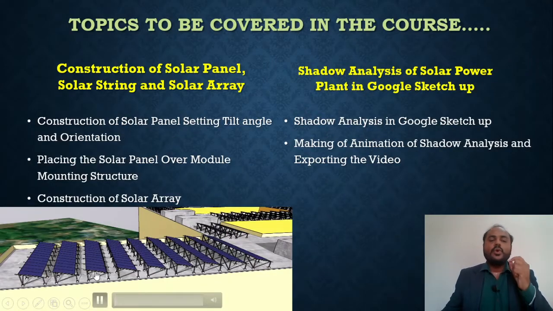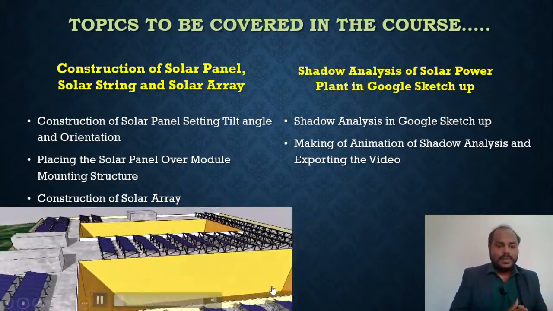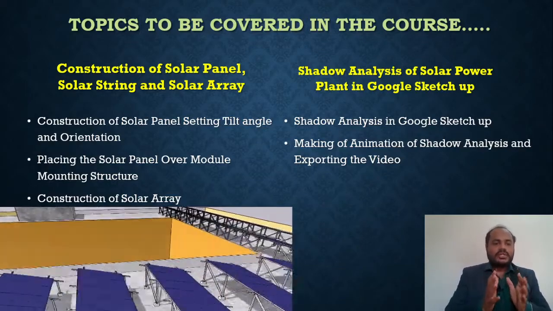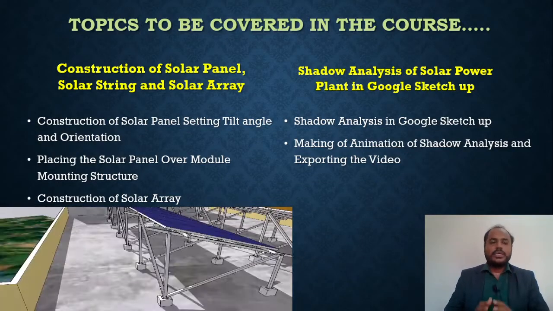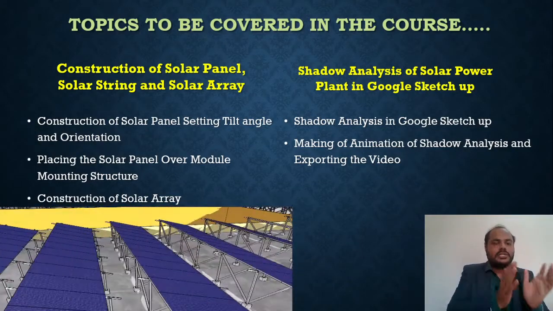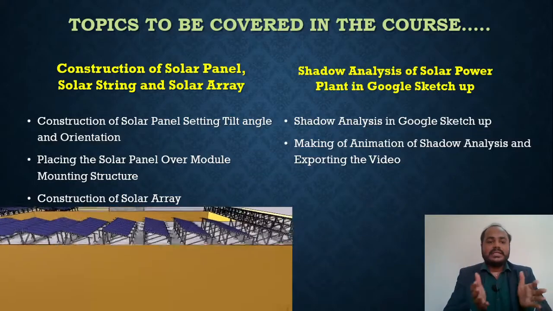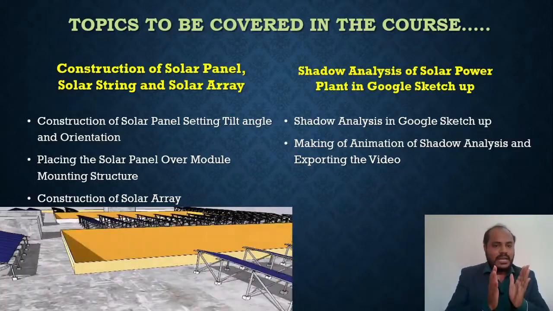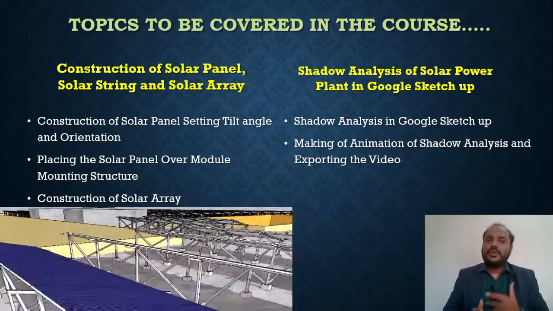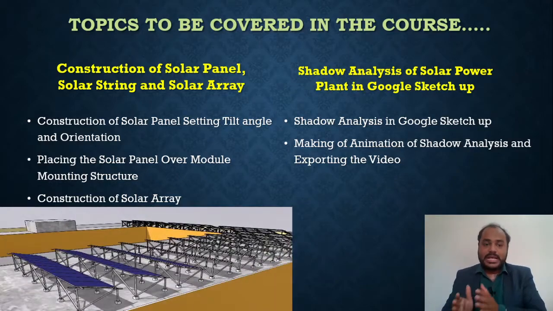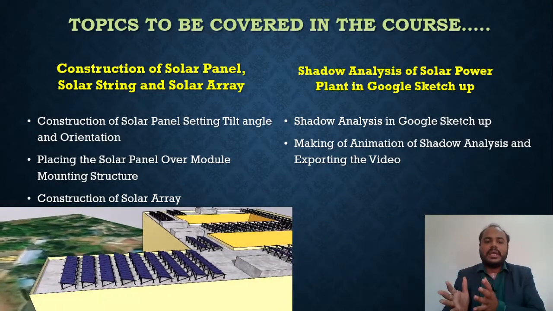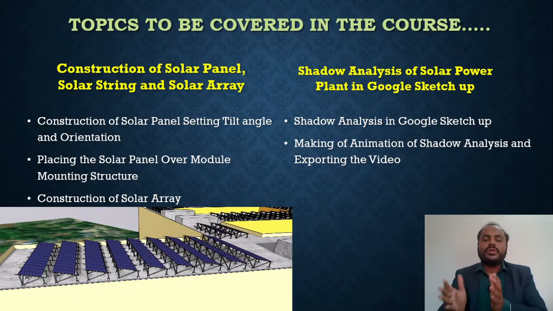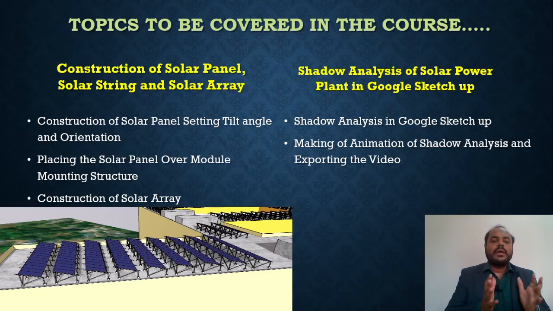The further thing we're going to talk about is the construction of the solar panel in Google SketchUp, solar string sizing in Google SketchUp, and the solar array sizing in Google SketchUp. So here we're going to talk about how to construct the solar panel and set its tilt angle and the orientation as per the site requirement, placing the solar panel over the module mounting structure as per the tilt angle we decided, and construction of the overall solar array, and mounting this solar array over the rooftop area by making an appropriate amount of guidelines considering the inter-row spacing.